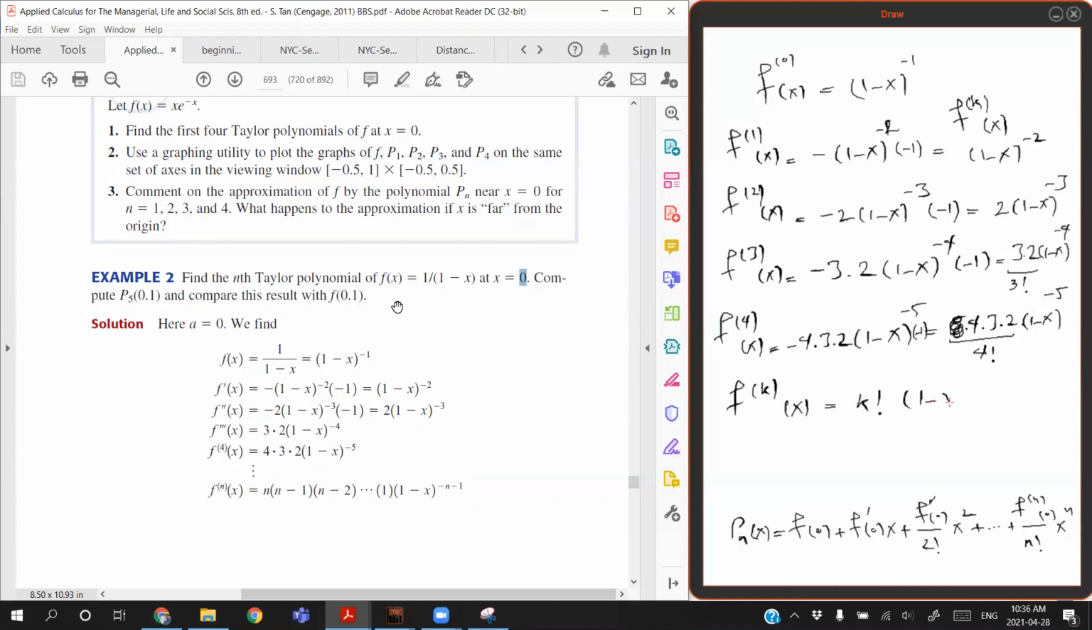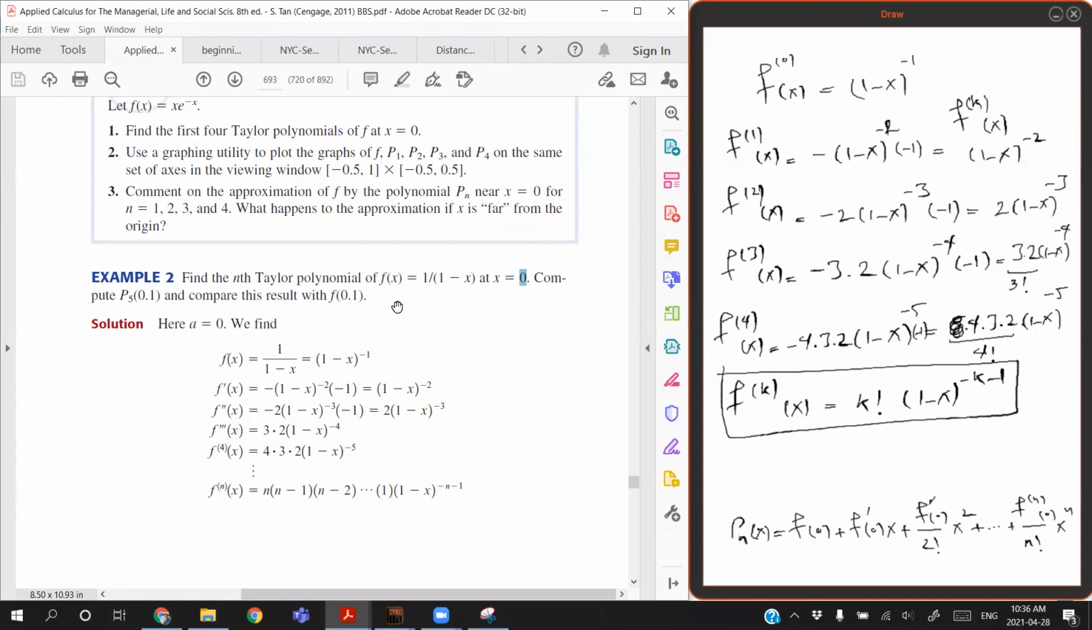And then there is a 1 minus x to the power of negative k minus 1. So for example, if k is 4, it's going to be negative 4 minus 1, negative 5. If k is 3, we're going to have negative 3 minus 1. That's minus 4. If k is 2, we're going to have negative 2 minus 1, negative 3. So this is going to be negative k minus 1. So this is the formula that I found for the kth derivative.